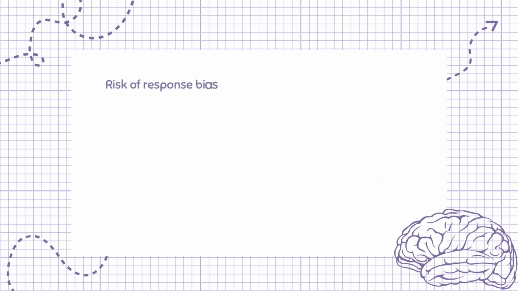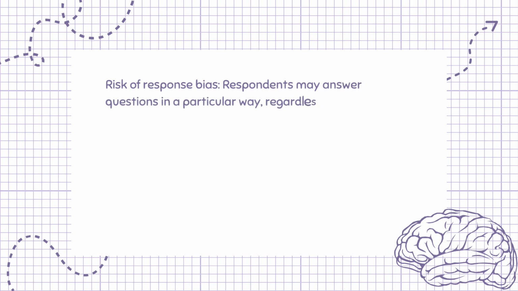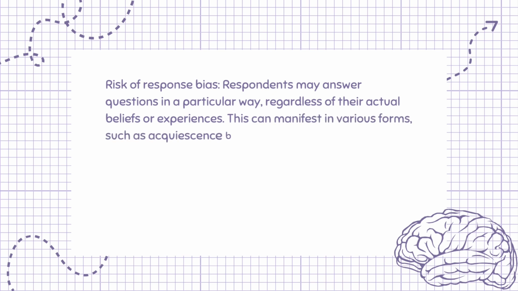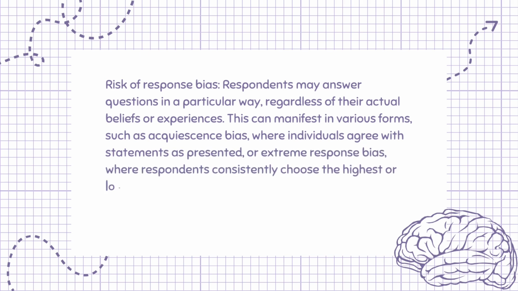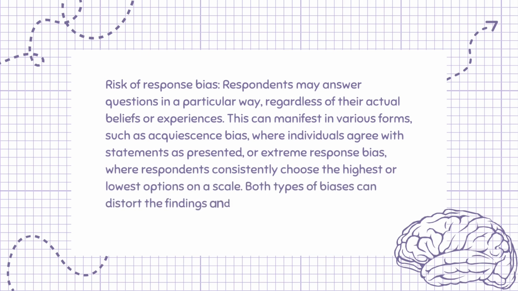Risk of response bias. Respondents may answer questions in a particular way, regardless of their actual beliefs or experiences. This can manifest in various forms, such as acquiescence bias, where individuals agree with statements as presented, or extreme response bias, where respondents consistently choose the highest or lowest options on a scale. Both types of biases can distort the findings and reduce the reliability of the results.